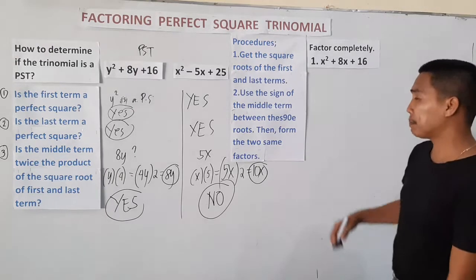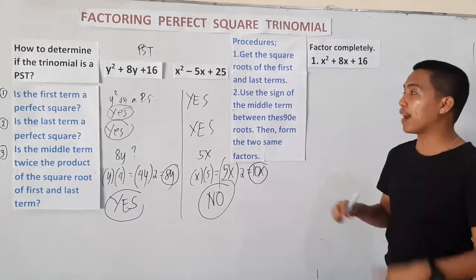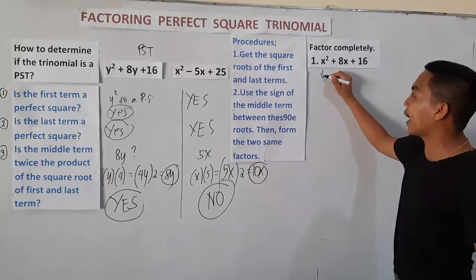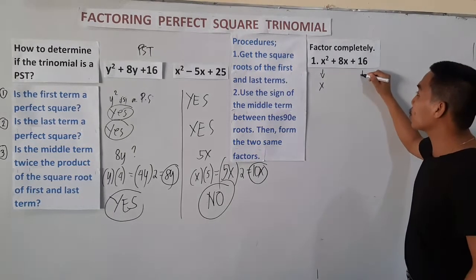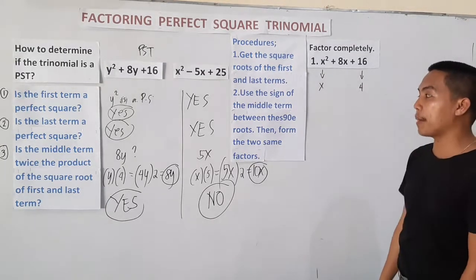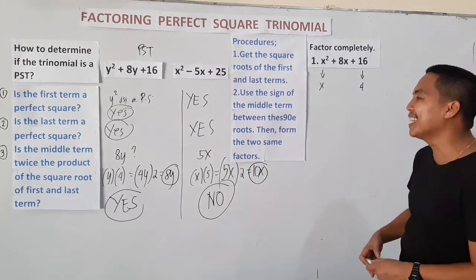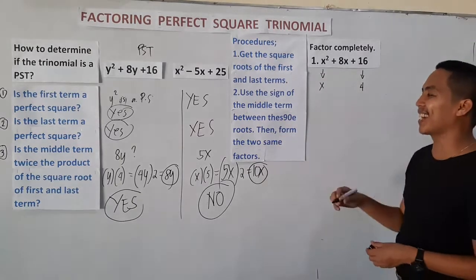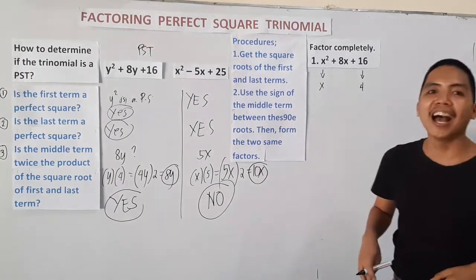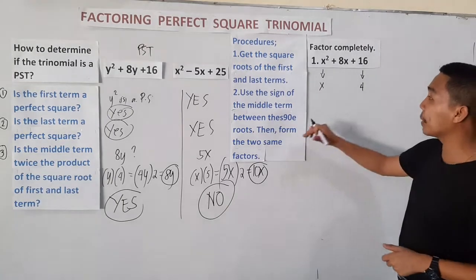So now, PST siya, let's factor. Get the square root of the first and the last term. Anong square root ng x squared? X. Anong square root ng 16? 4. Use the sign of the middle term between these roots. Okay. Then form the two same factors.